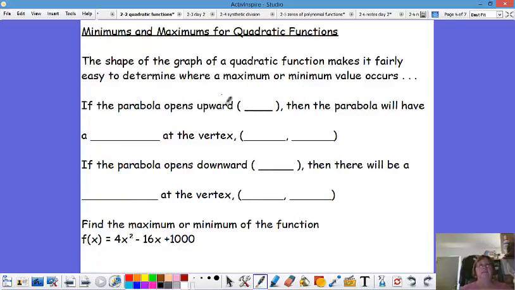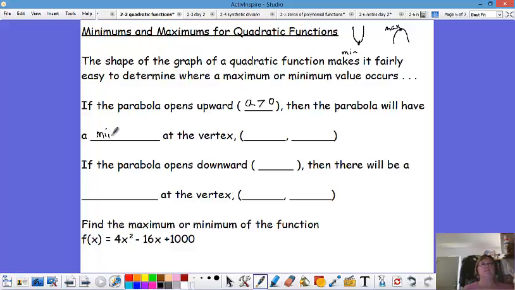The next thing on our schedule today is talking about maximums and minimums for quadratic functions. And you know that it's got to be true: if you have one that's opening upward, that point's going to be a minimum. If we have a parabola opening downward, then of course the vertex point is going to be its maximum. The shape of the graph makes it easy to determine whether you're going to have a max or a min. If the parabola opens upward, and that would be a, the leading coefficient, greater than 0, positive, then the parabola will have a minimum.